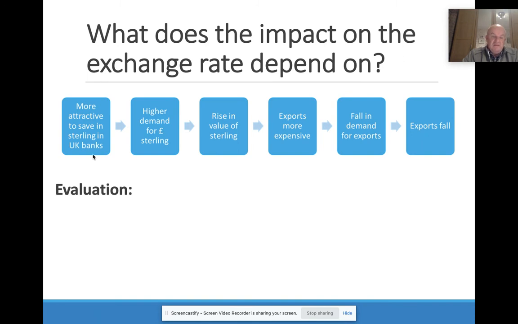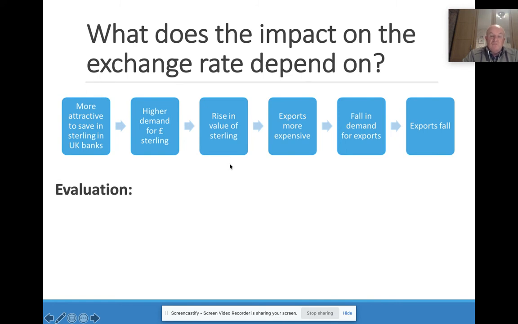Now, if that's the situation, we're going to get a higher demand for pound sterling. The very fact that people are willing to invest in UK banks means they will have to swap some of their currency for sterling in order to gain that higher interest rate. That's going to mean we're going to get a rise in the value of sterling.